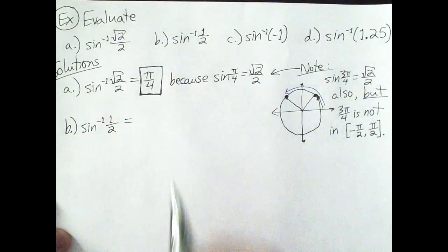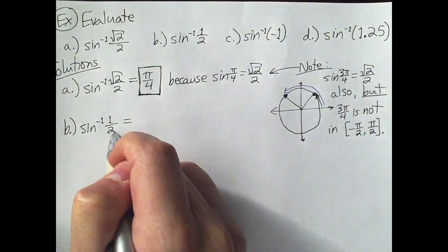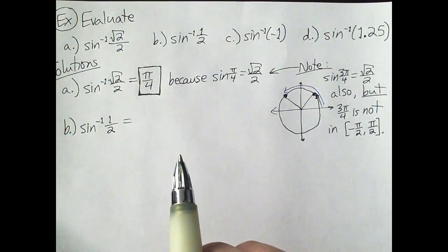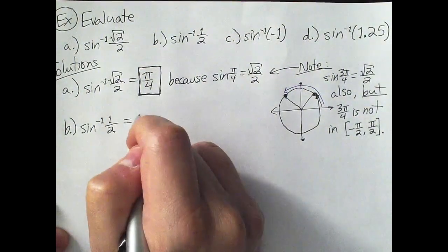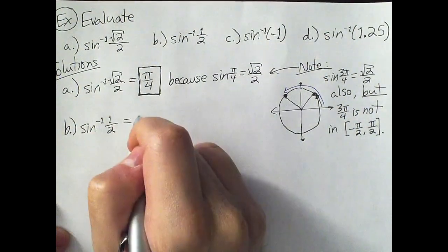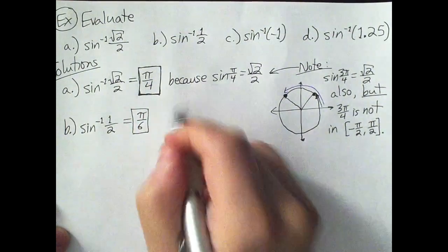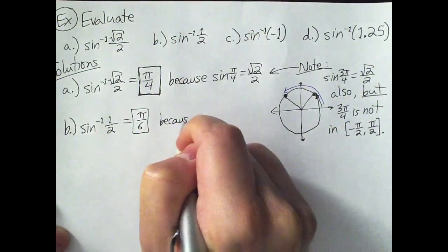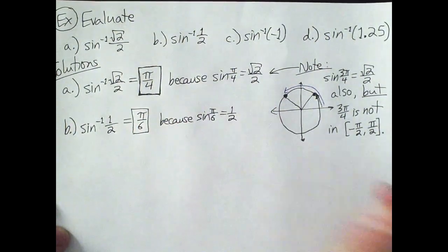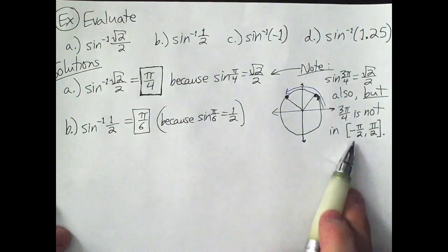So inverse sine of 1/2. We could do scratch work on the unit circle for each of these if we want. You basically want to find a number in that interval that when you take sine of it, you get 1/2. I think about the familiar values that show up. Do any of them give me 1/2? Yes, pi over 6. Pi over 6 is the answer. If you wanted to write this, you could say it's because sine of pi over 6 is 1/2, and because pi over 6 is in the designated interval.